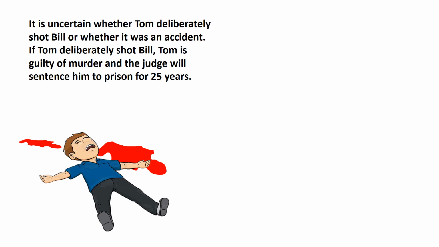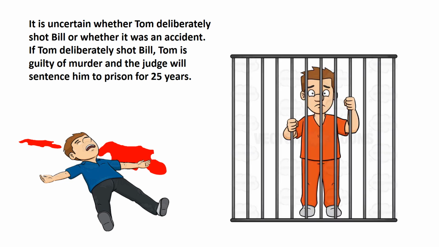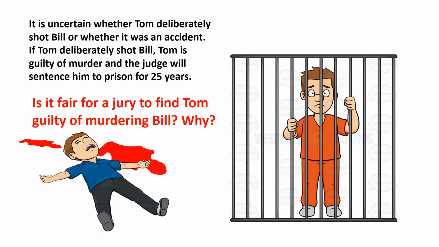If Tom did deliberately shoot Bill, then Tom will be guilty of murder, and the judge will sentence him to prison for 25 years. The question for you to discuss in your table groups is, is it fair for a jury to find Tom guilty of murdering Bill? And if so, why? Let's pause this video while you have a discussion in your table groups.